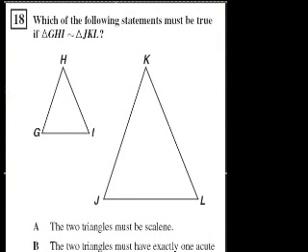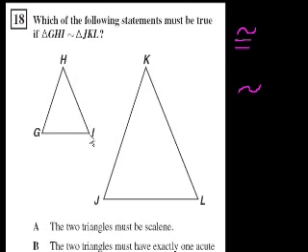Problem 18. Okay, let me cut and paste it. Which of the following statements must be true if triangle GHI is similar to triangle JKL? So when they write this, that means congruent. If they just write that, that means similar.